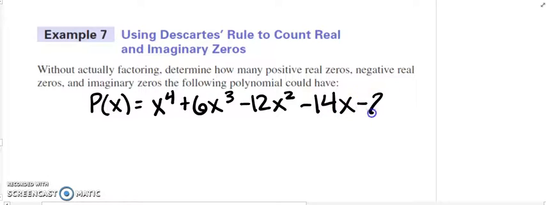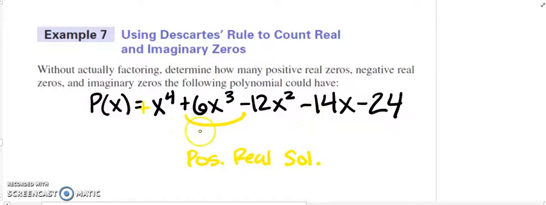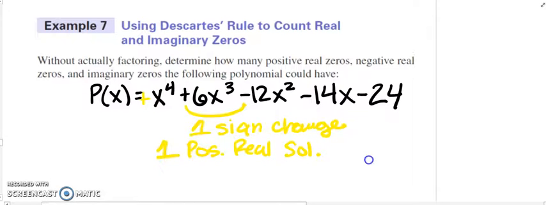Okay, so we've done this. We've done Descartes' rule of signs, and I had you talking about the imaginary as well, so this is not new. This is my P of x, so I'm going to count positive real solutions. That's a positive, no change, change, no change, no change. So I have one sign change, which means I have one positive real solution.